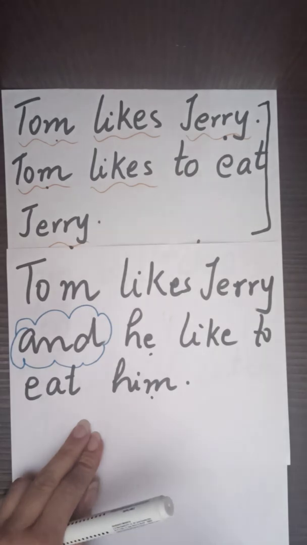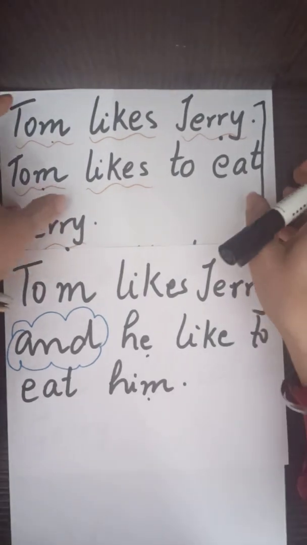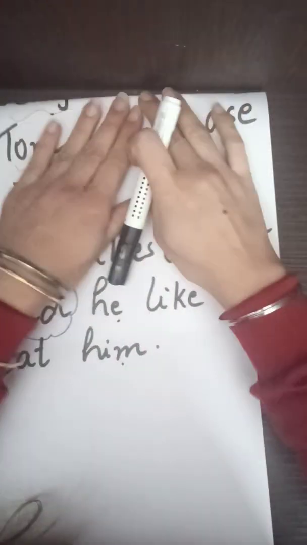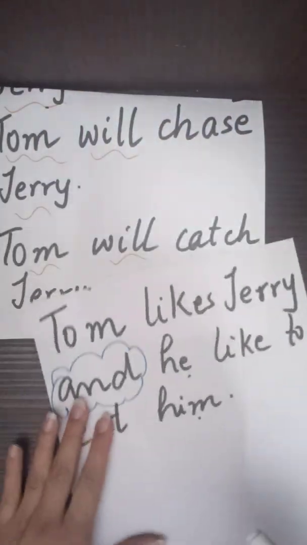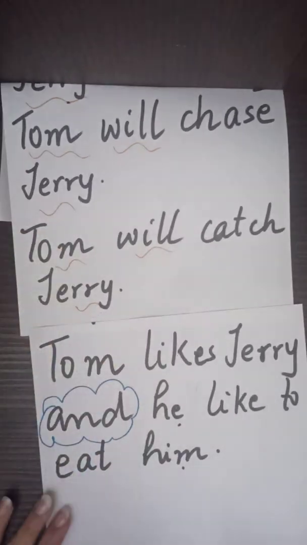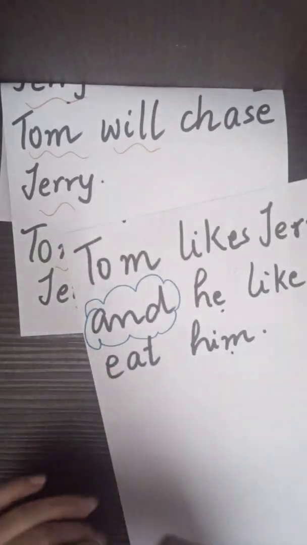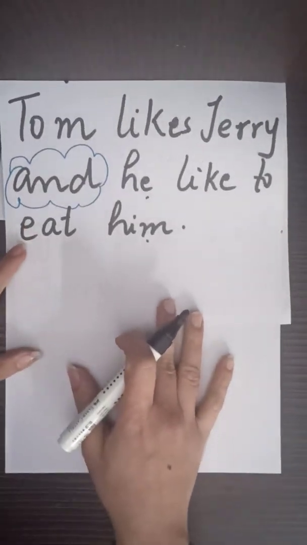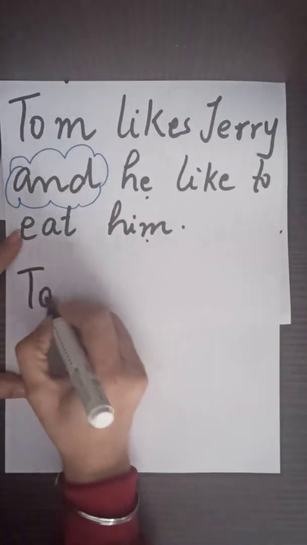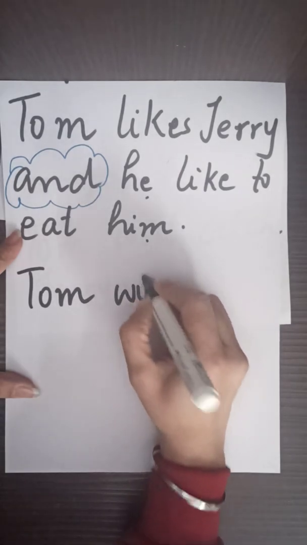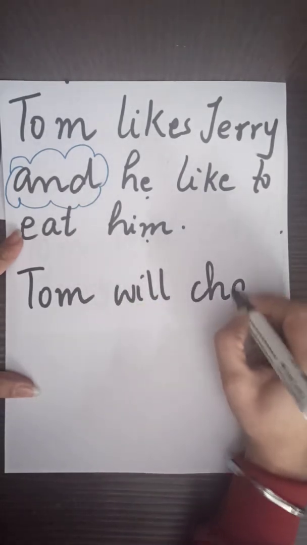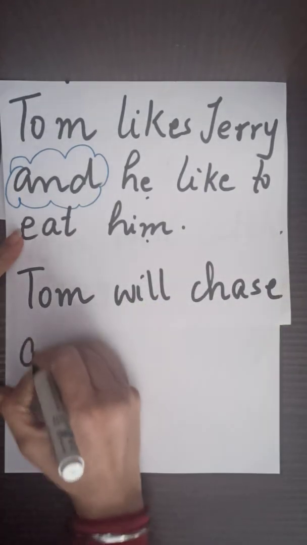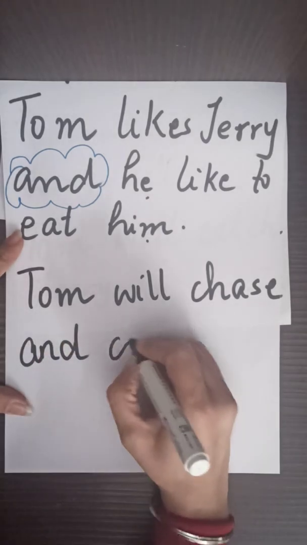Now let's look at another sentence, the other sentences which Tom had written. Now Tom writes that Tom will chase Jerry and Tom will catch Jerry. So now again we have to write just one sentence here. How will we write this? That Tom will chase and catch him.